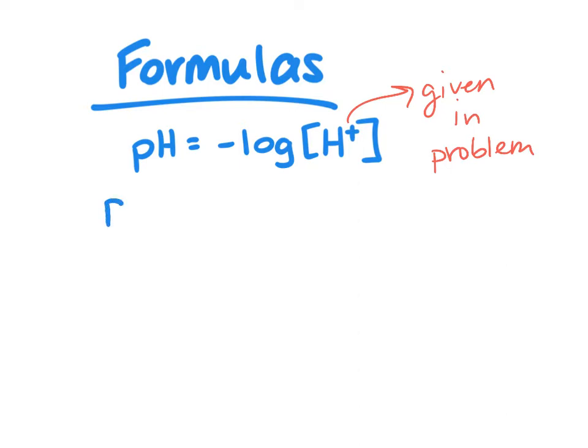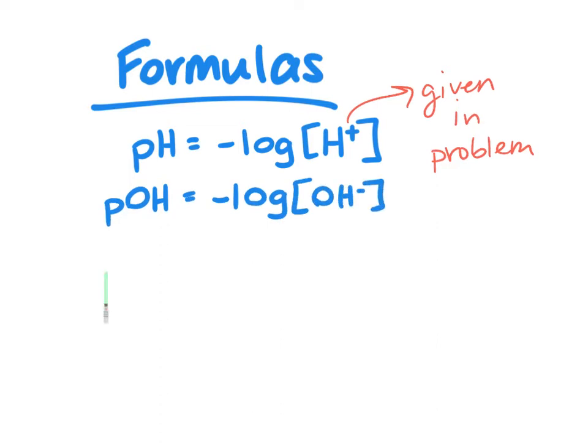The other formula that looks very similar, although it's not quite the same, is pOH is the negative log of the OH minus concentration. So you can see it's very, very similar. It's just that instead of talking about the H plus, you're referring to the OH minus. So sometimes you're given this, the OH minus, instead of the H plus, and this is just a way to calculate that given a different type of problem.